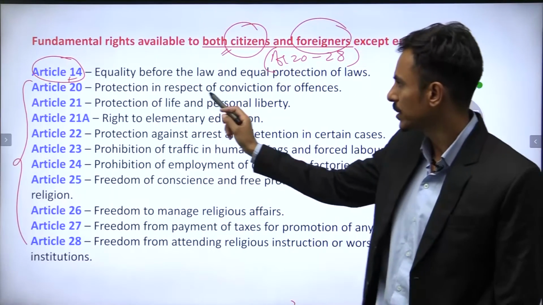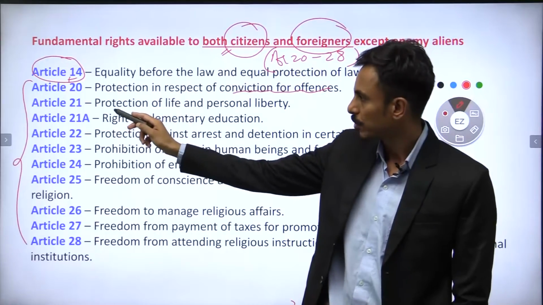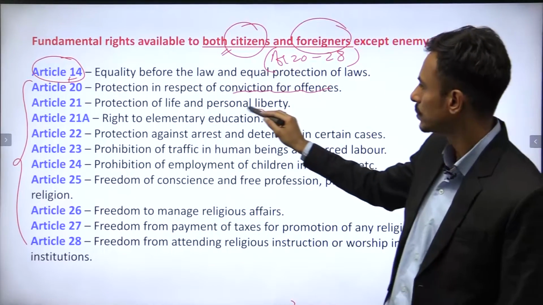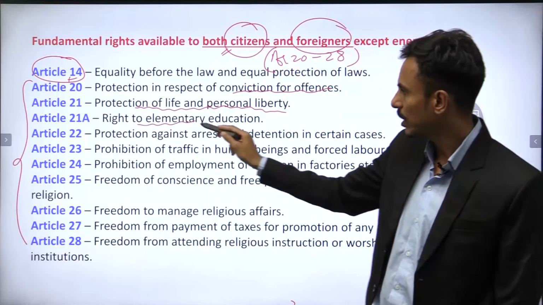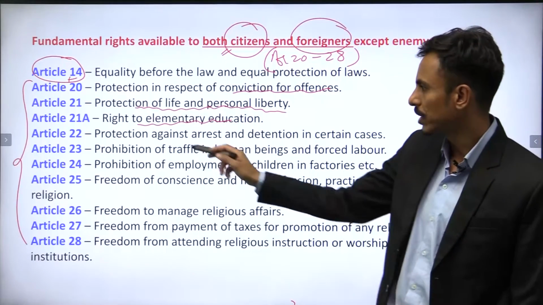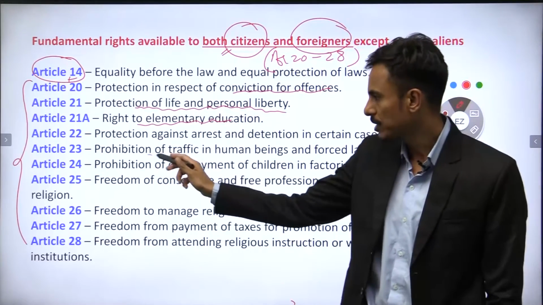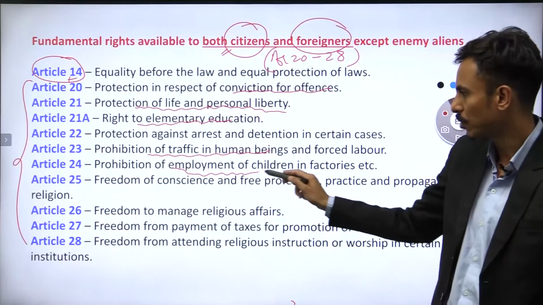So 20 is protection in respect of conviction for offences. 21 is protection of life and personal liberty. 21A is right to elementary education. 22 is protection against arrest and detention in certain cases. 23 is prohibition of trafficking in human beings. 24 is prohibition of employment of children.